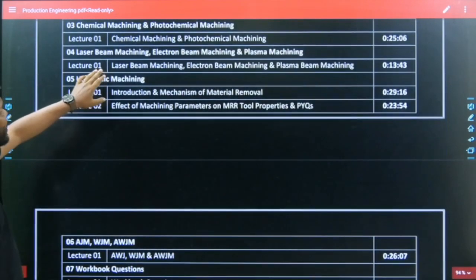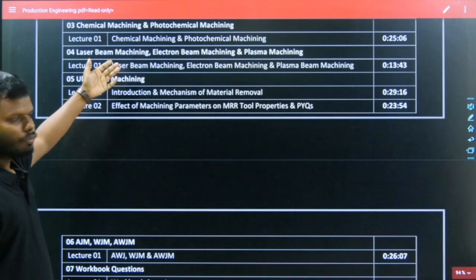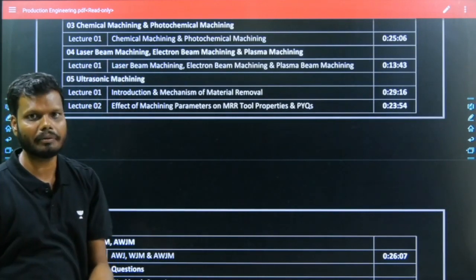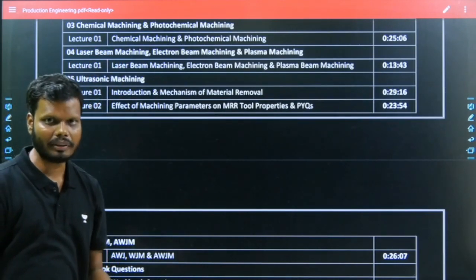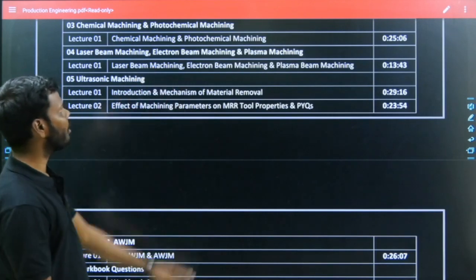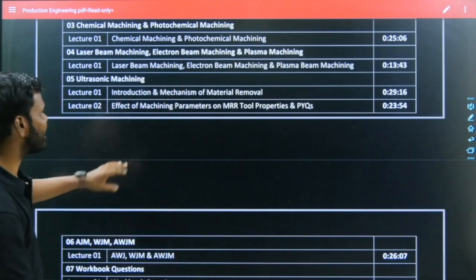Next, laser beam machining, that is LBM. What is LBM? What is the full form of LBM? What is the application of LBM? And next one is electron beam machining, and last one is plasma machining.